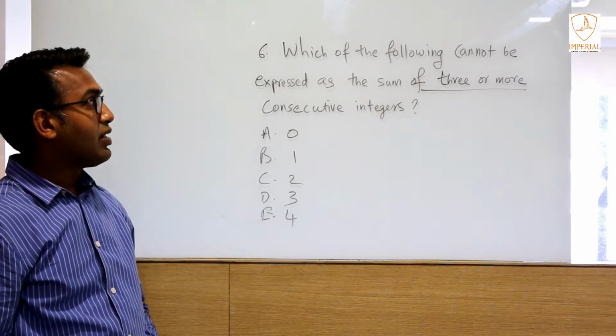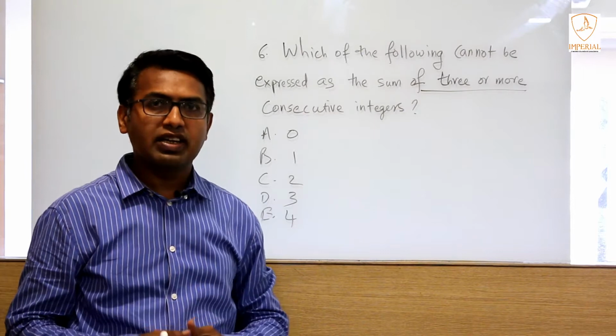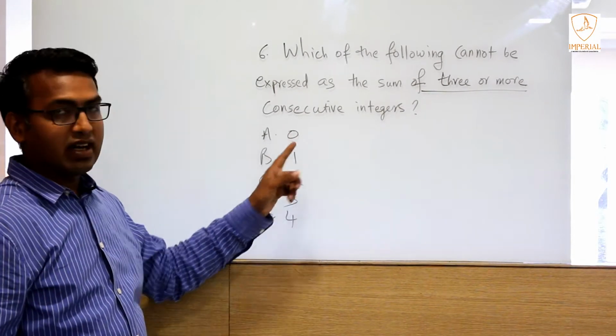And how do I solve this? Whenever you have "which of the following can be" or "cannot be", generally the strategy is to back solve. Look at the options and back solve. So let's start with this.